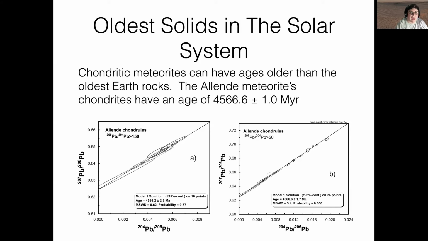But the oldest rocks we have are meteorites, in particular a class called chondritic meteorites. These rocks pretty much formed at the beginning of the solar system and have not changed since then. They've never been melted or vaporized. The Allende meteorite in particular has chondrules, which are little round, bead-like structures, which have an age of 4.566 billion years old, or 4,566 million years old. And you can see this is, again, a lead-lead dating system. We're looking at two different uranium to lead decay chains.